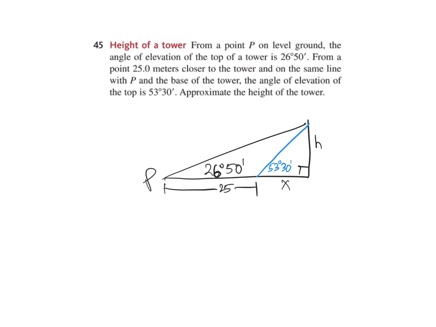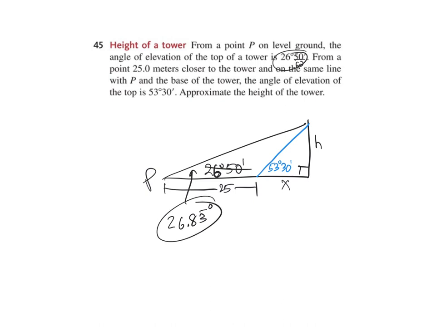From point P level on the ground, the angle of elevation of the top of a tower, elevation again, 26 degrees, 50 minutes. So 50 minutes is not 0.5. Divide that by 60. So take your calculator and take 50 divided by 60, and you get 0.833. So this is 26.83 repeating degrees. Okay? So that's what goes right there.